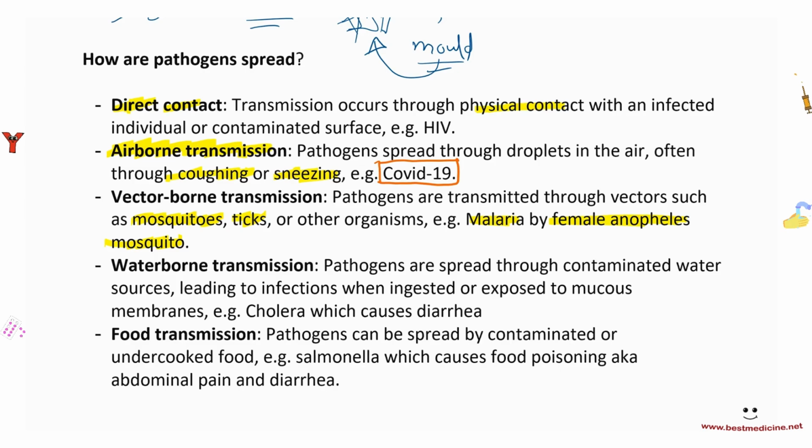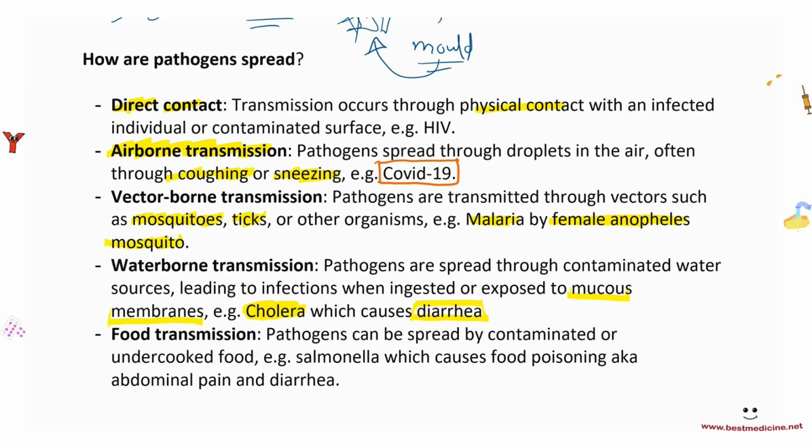Waterborne transmission. Pathogens can also be spread through contaminated water sources. If water is dirty, if water is not cleaned, this leads to infections when ingested or exposed to mucous membranes. For example, cholera. Mucous membranes are those membranes that could produce mucus, like the small intestine. Cholera is a very popular bacteria that causes diarrhea, and it's very common in third world countries, especially South Asia, for example Bangladesh, India and Pakistan.